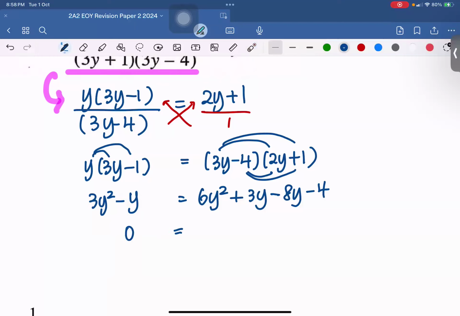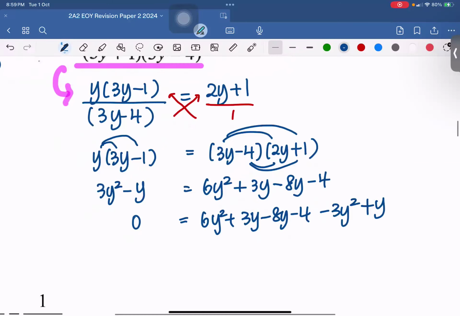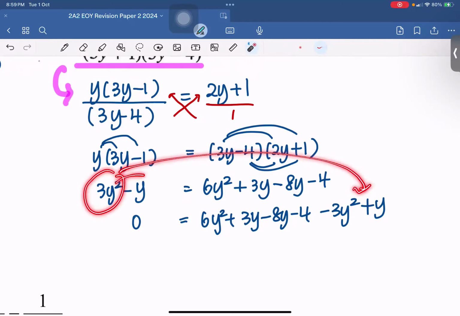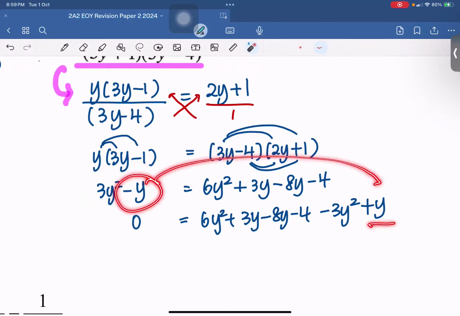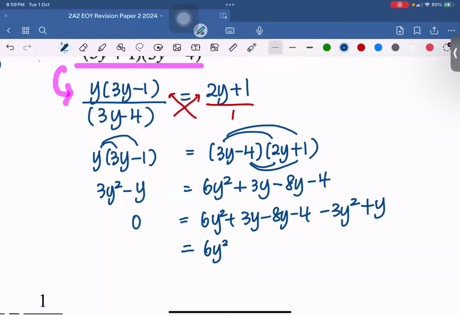Yes, we shift this over. So we're going to shift everything over. This will be 6y squared plus 3y minus 8y minus 4 minus 3y squared plus y. Why positive? Because when we shift over to the other side, the sign changes, so negative y changes to positive. So 6y squared minus 3y squared gives you 3y squared.